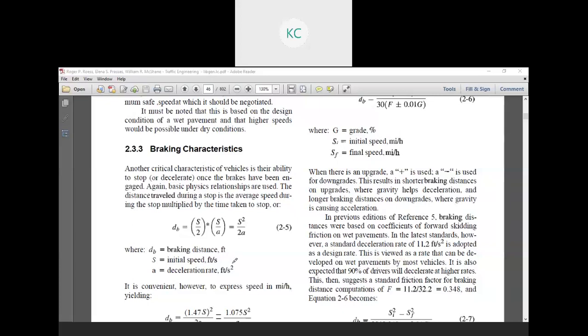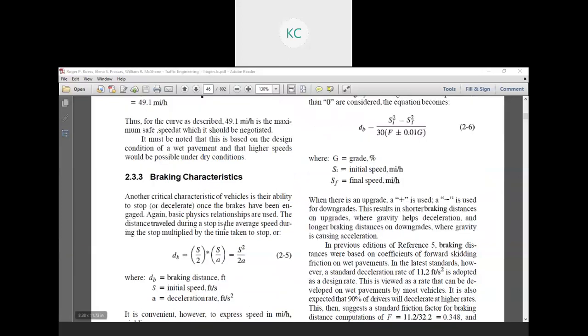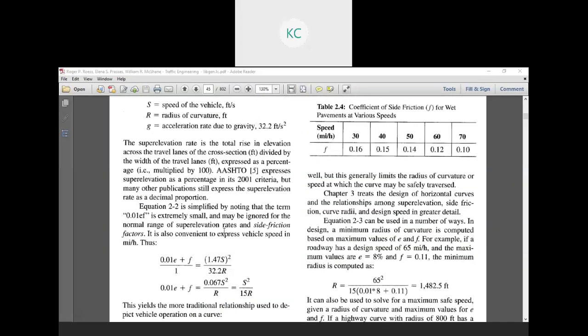Good morning, all. Today we are going to start a new topic in vehicle characteristics, the braking characteristic. In the previous lecture, we were discussing the different types of slow speed turn, high speed turn, super elevation, different facilities and the design vehicle specification.